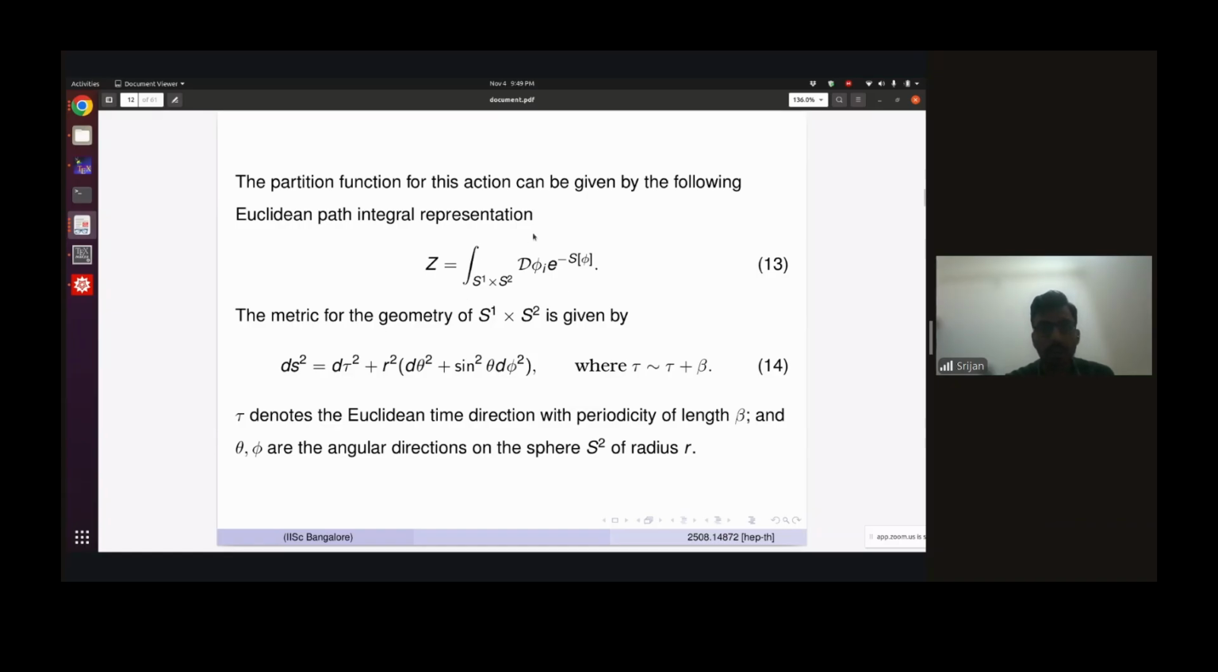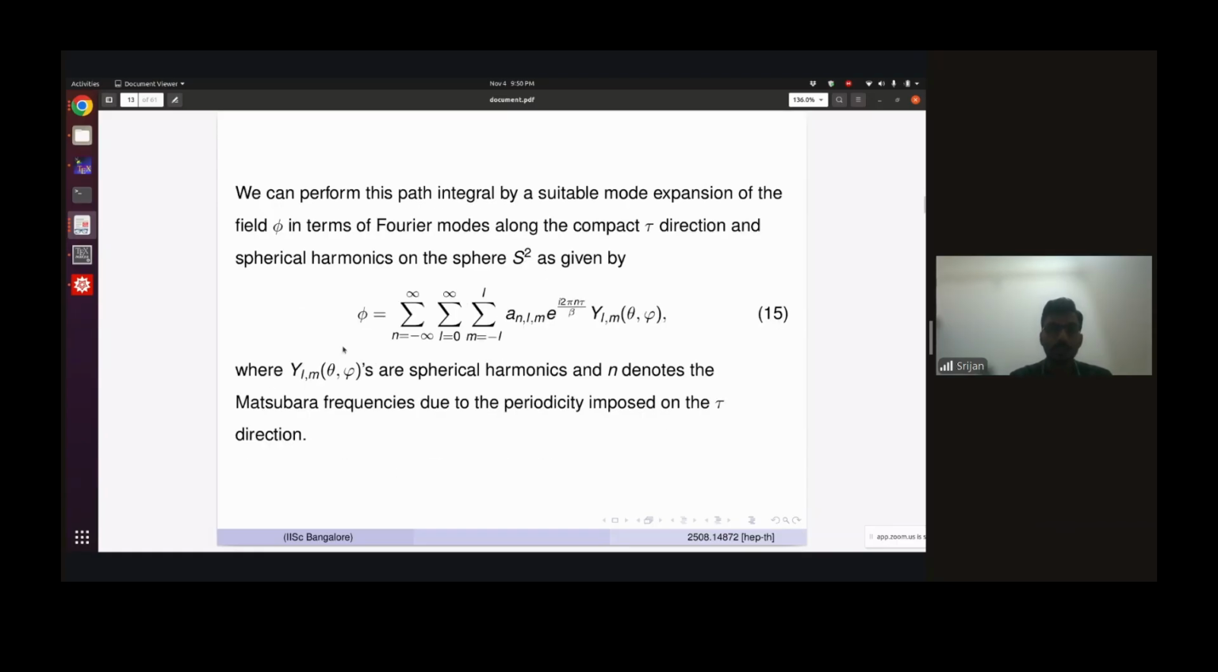You have this path integral for the partition function, and this is your geometry. You have a periodicity in the Euclidean time direction, and theta, phi are the angular directions. Then we use the conventional mode expansion, where n are the Matsubara frequencies and Y_lm are spherical harmonics.